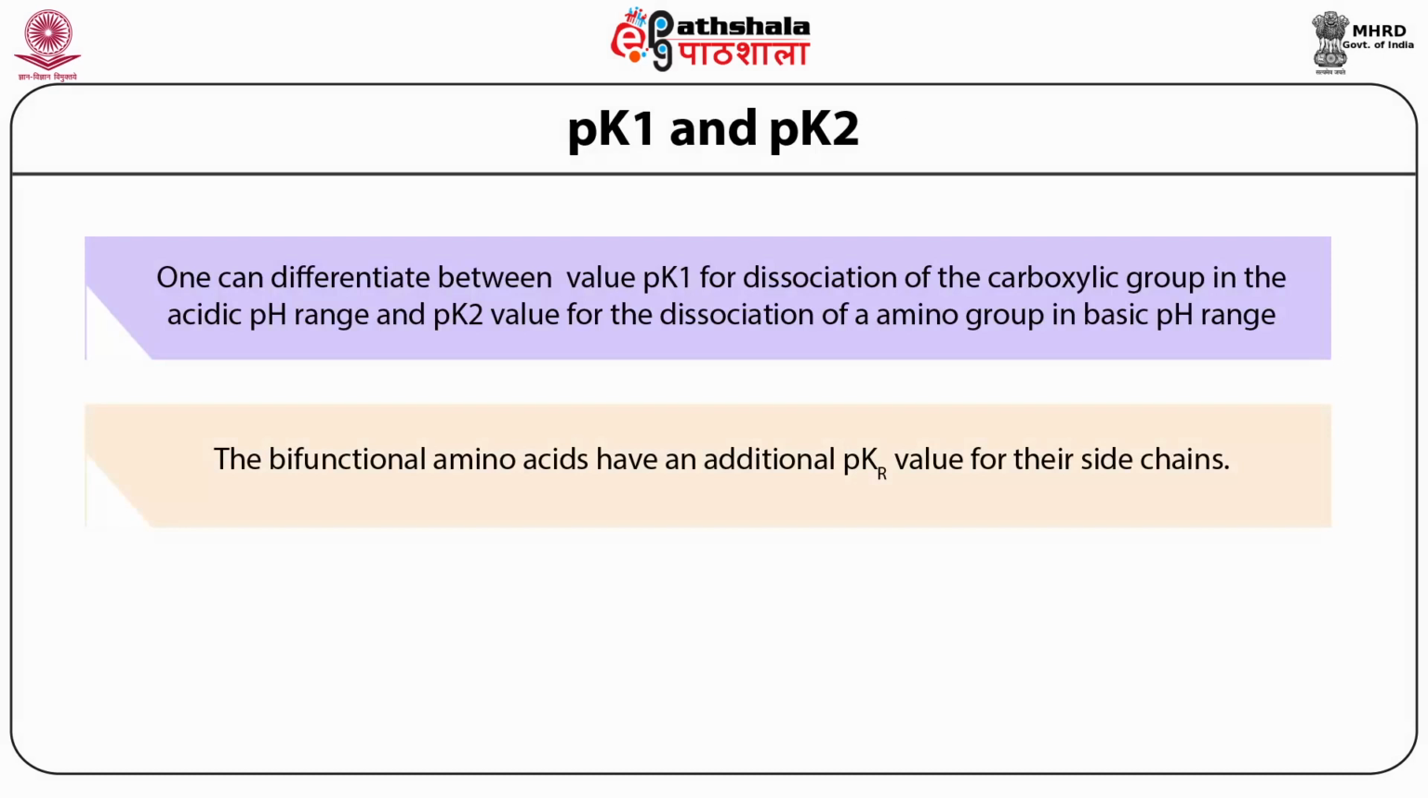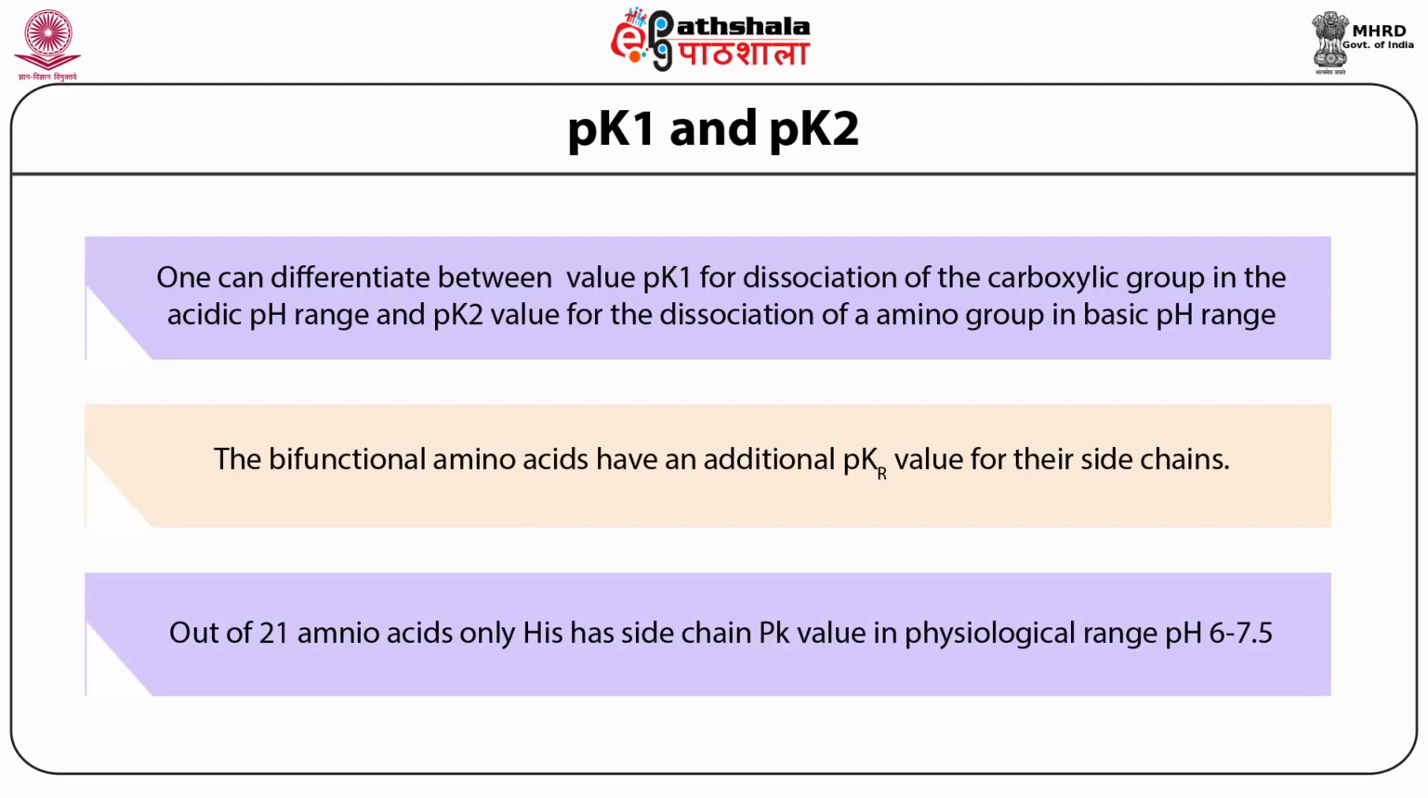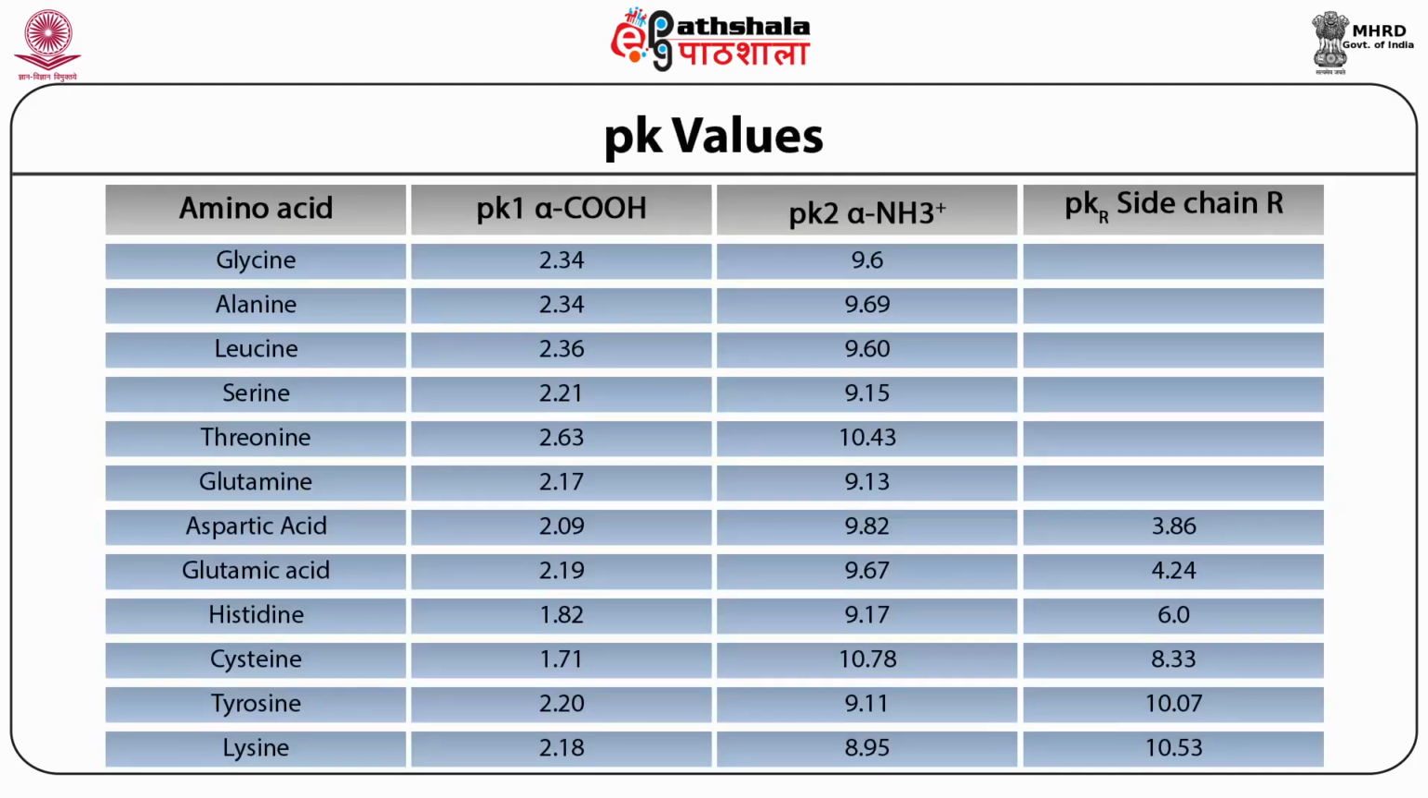The bifunctional amino acids have an additional pKr value for their side chains. Out of 21 amino acids, only histidine has side chain pK value in the physiological range of 6 to 7.5. We show in this table pK values, that is pK1, pK2 and pKr for the side chain. For glycine, it doesn't have a side chain, it doesn't have a pKr value. Alanine, no pKr value. Leucine, no pKr value. Serine, no pKr value. Threonine, no pKr value.